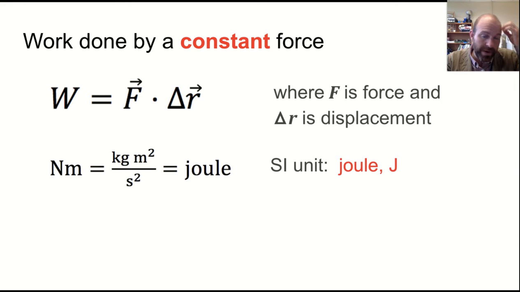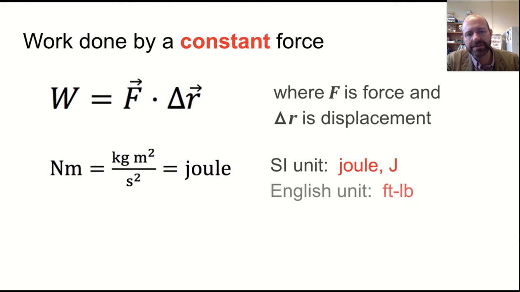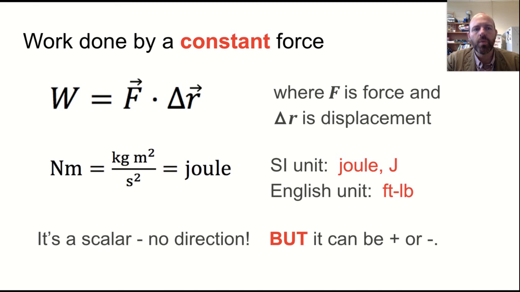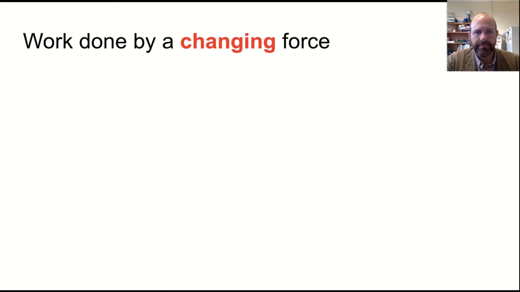It's spelled joule, and it is given a capital J as a symbol. You may also hear about foot-pounds. That's the English imperial non-SI unit. Work is a scalar. This is energy. This is work. There is no direction involved. There is a direction for force and a direction for displacement, but because we are computing work by a dot product, we get a scalar. It can be positive, it can be negative. More on what that means as we go along.